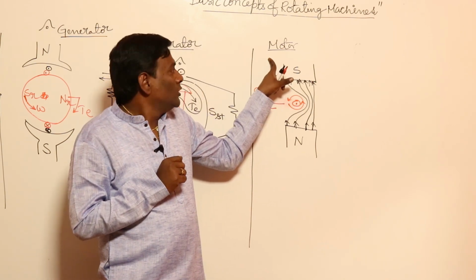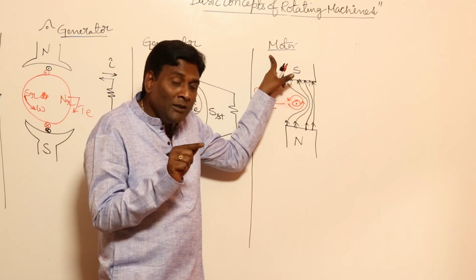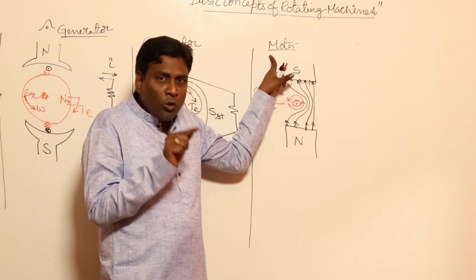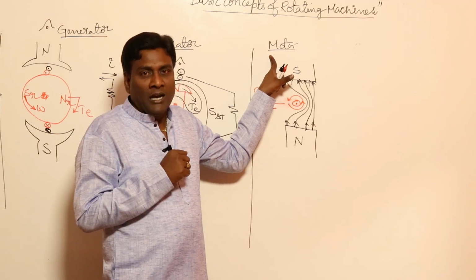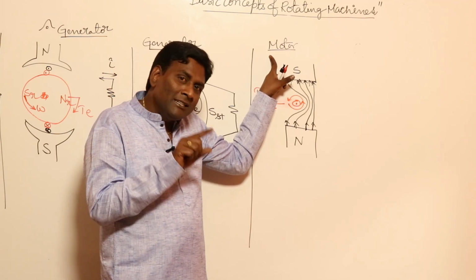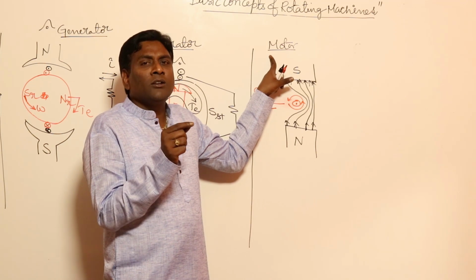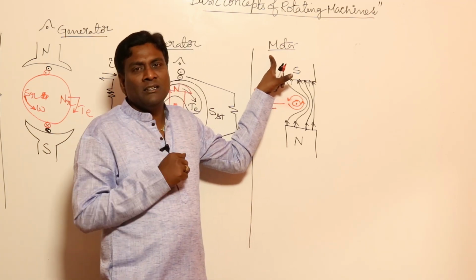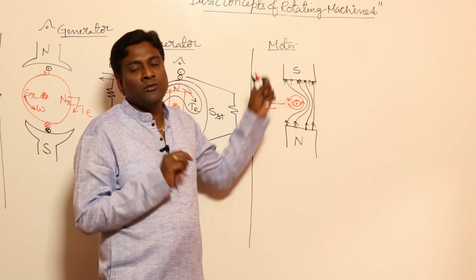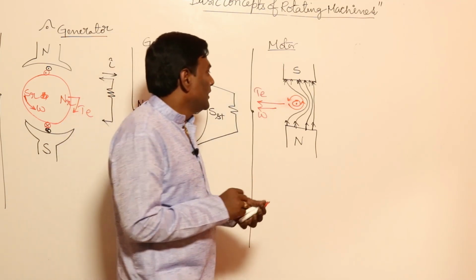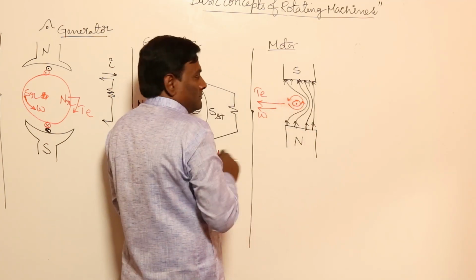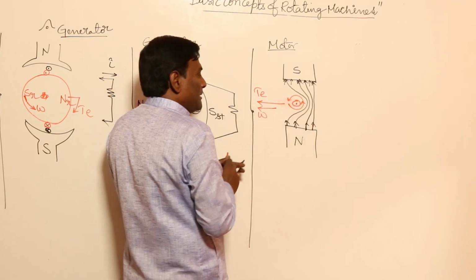Getting my point, right? So in motor also generated voltage will be there. In generator also generated voltage will be there. In motor we call it back EMF. And torque will be produced in both generator and motor, but in motor torque will be aligned with the direction of rotation of the rotor, and in case of generator torque will be against the direction of rotation of the generator.